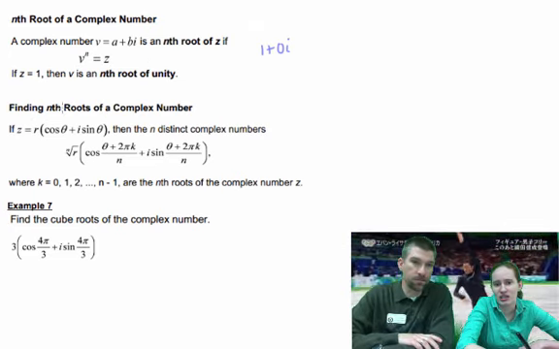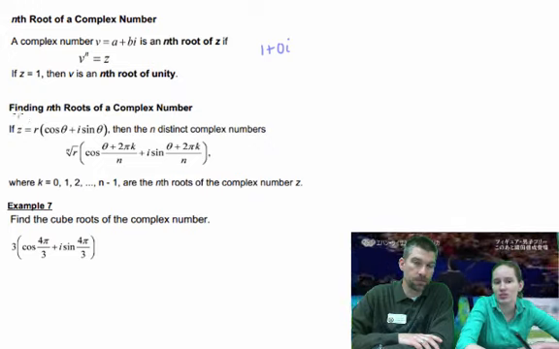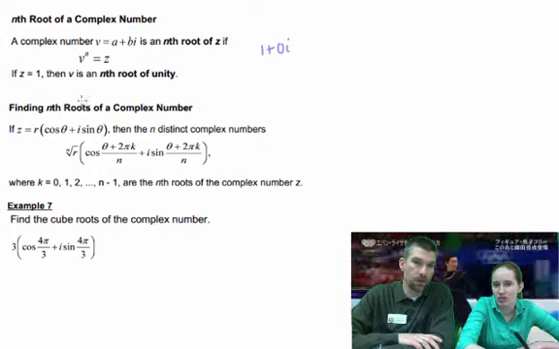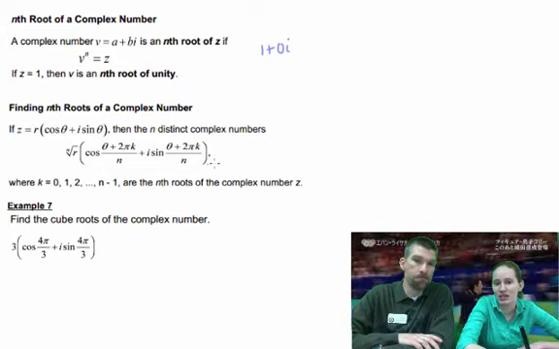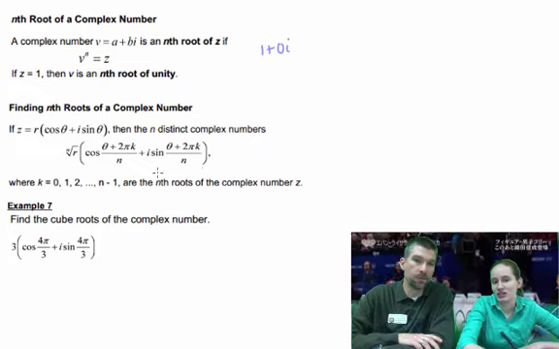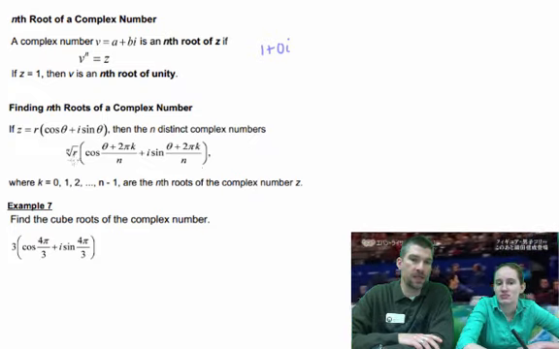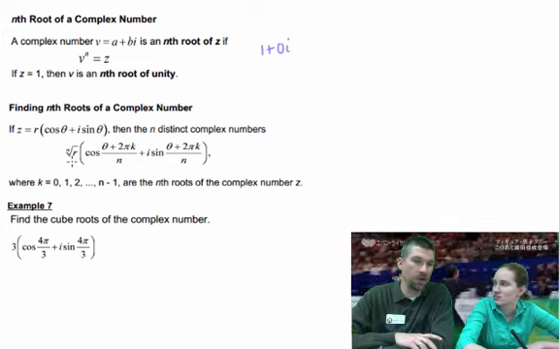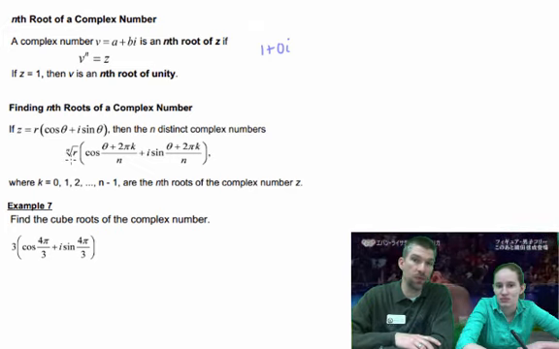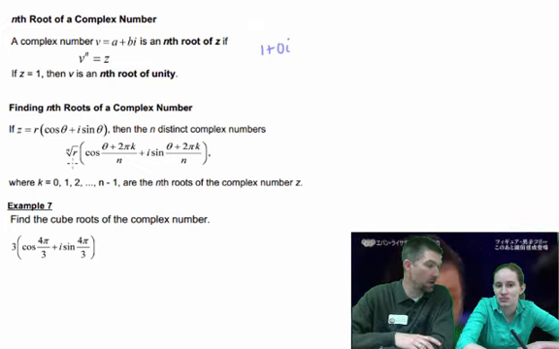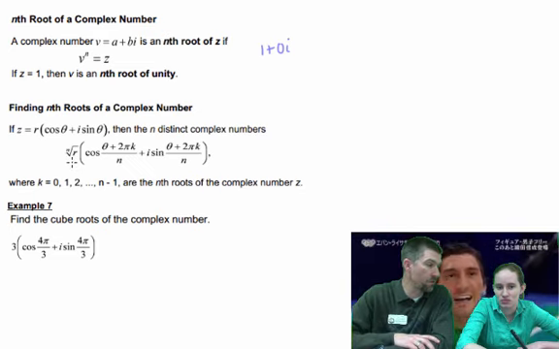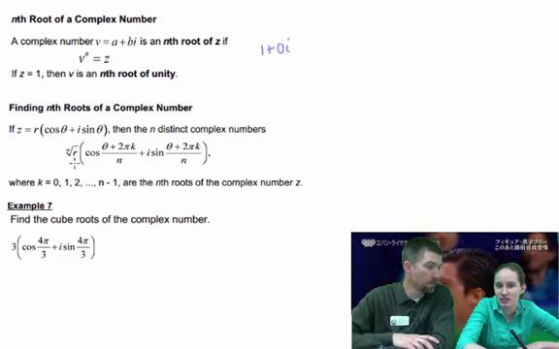Just in general, though, finding nth roots of a general complex number. This is our complex number in trig form. We use this formula right here, which is a little bit on the complicated side. But we're going to assign almost all of those variables values, and once we substitute in those values, we'll be off and running, and then it cleans itself up quite nicely. Yes, actually, it does.